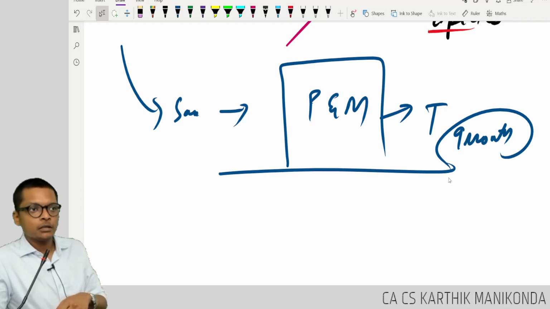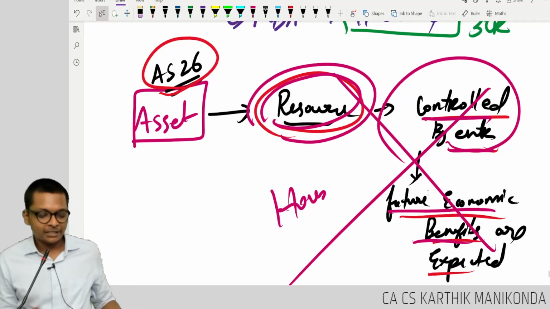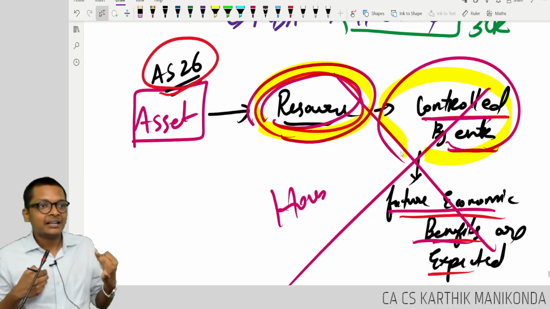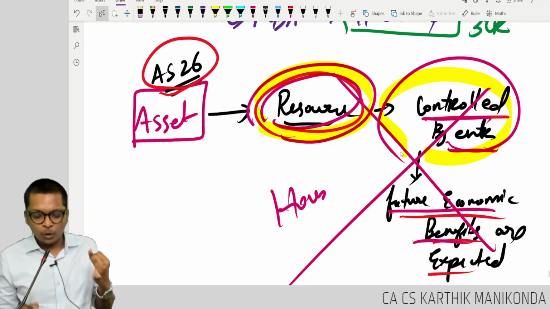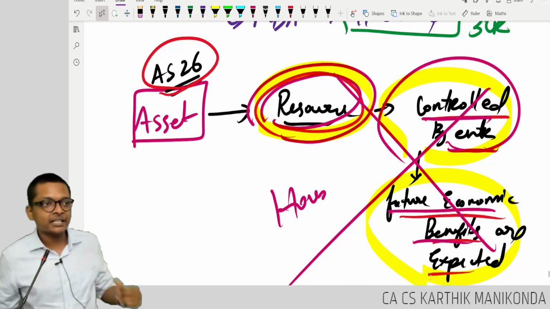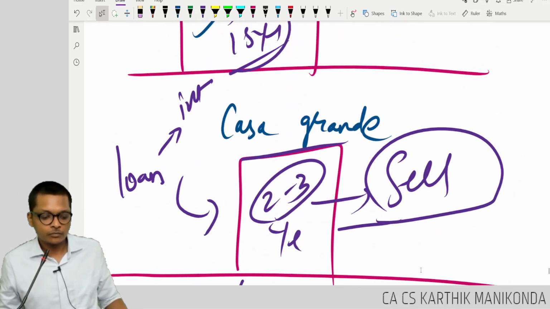Mutual fund is an asset. Yes. Okay, very good. Her doubt is, sir, mutual fund is an asset, investment. Yes. Mutual fund is a resource controlled by the enterprise. I can buy and sell when I want, from which I can expect future economic benefits. I get dividends from mutual fund. Very good. But is mutual fund a qualifying asset?